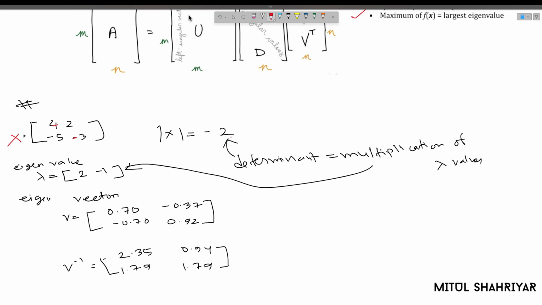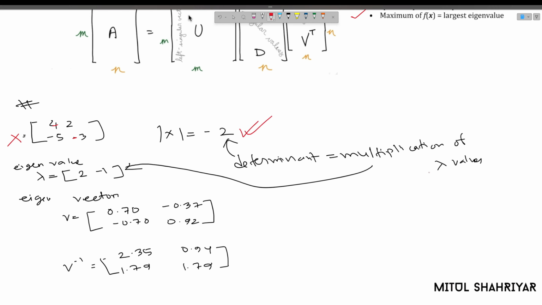Now if you want to remember how we can find the determinant, you can ask AI or check our videos. Maybe in our first or second video we already mentioned how to find the determinant. Right, now we can easily find the determinant, which is -2 here.